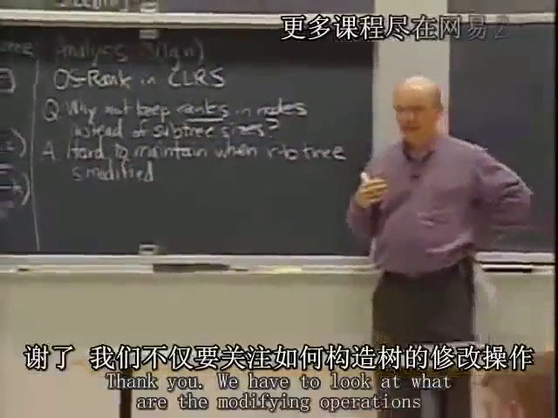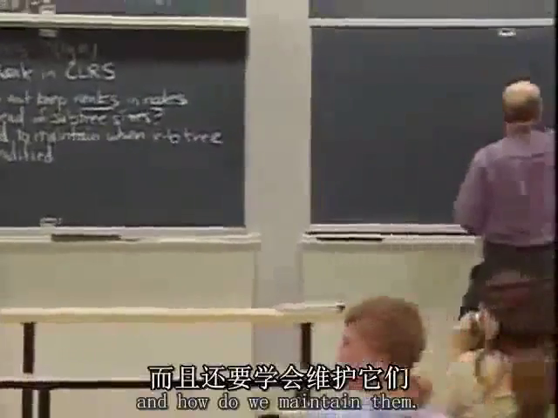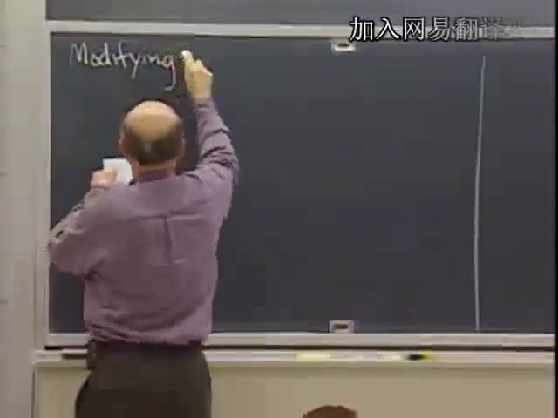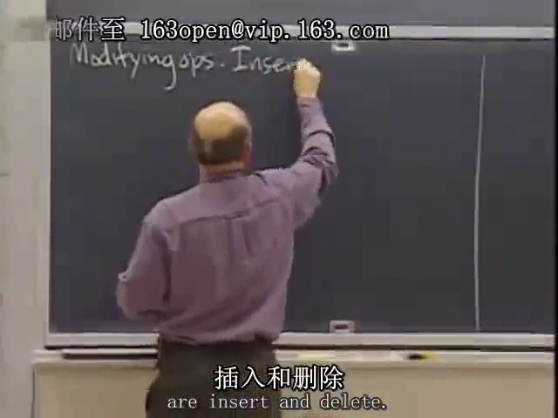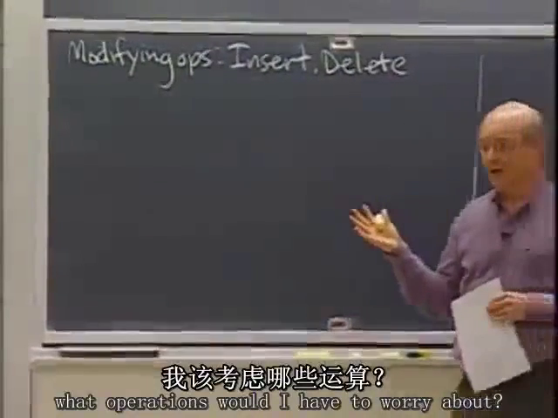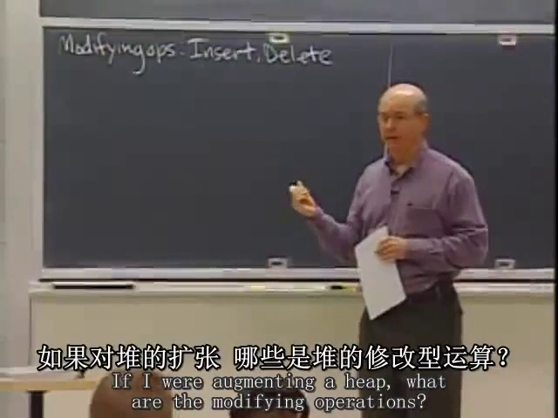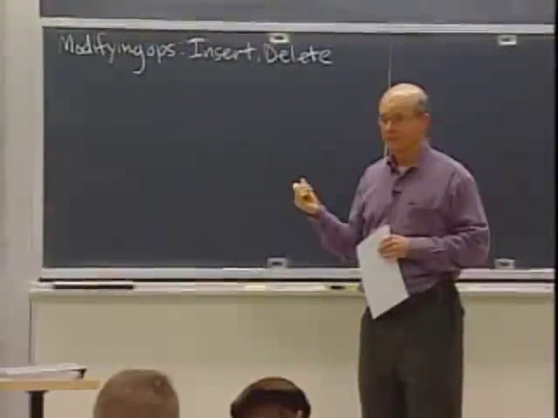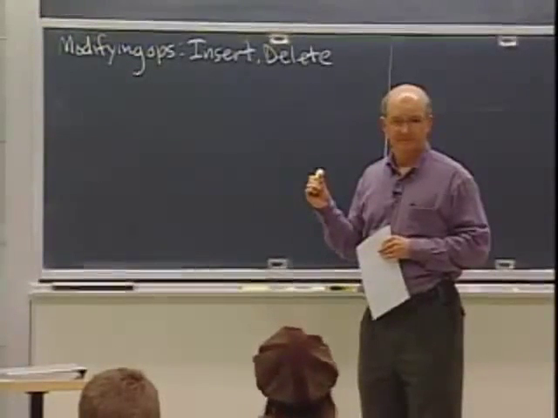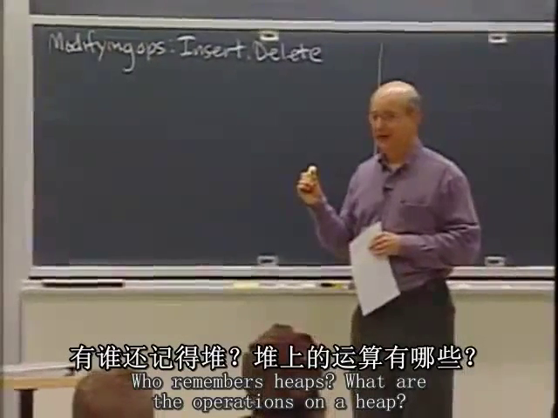Thank you. Okay. So we have to look at what are the modifying operations and how do we maintain them. The modifying operations for red-black trees are insert and delete. If I were augmenting a binary heap, what operations would I have to worry about? If I were augmenting a heap, what are the modifying operations? Binary min heap, for example. Classic priority queue. Who remembers heaps? What are the operations on a heap?